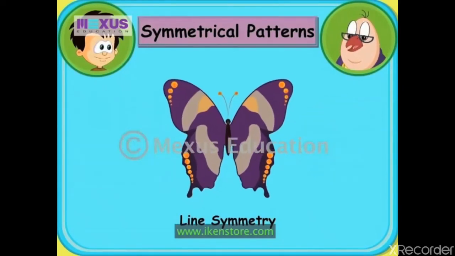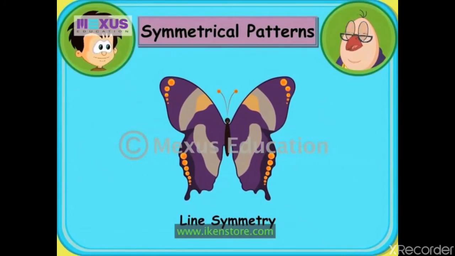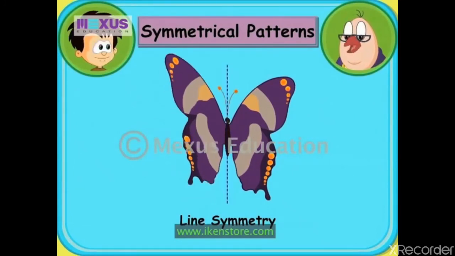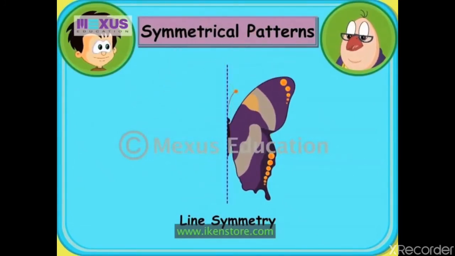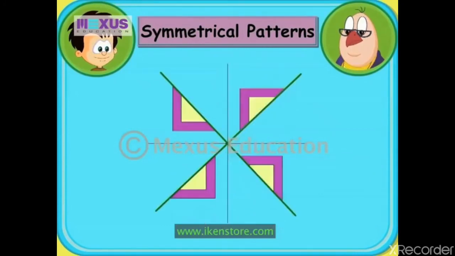Let's take this butterfly for example. The line of symmetry divides the figure of the butterfly into equal and identical halves. Let's complete this pattern along its line of symmetry. This pattern has 4 lines of symmetry. While completing this pattern, we must take into account not only its shape, but also its color.